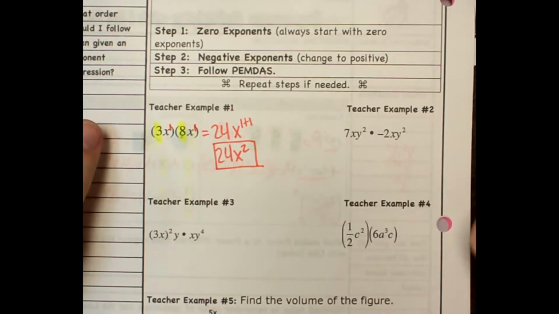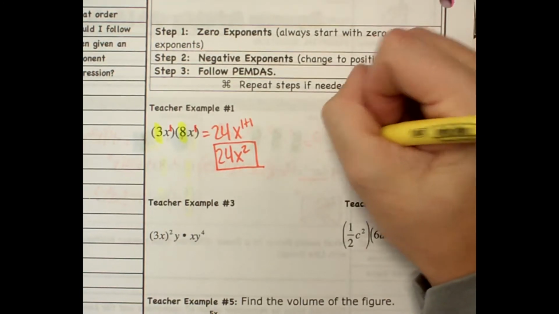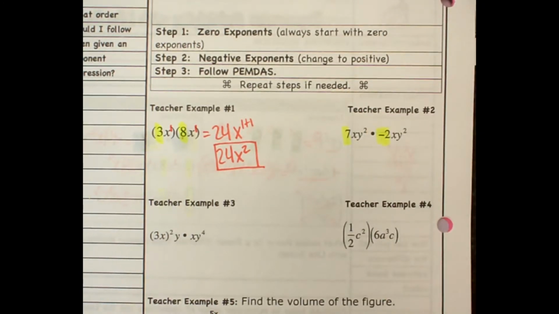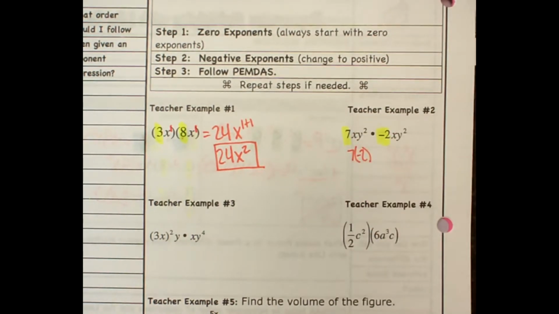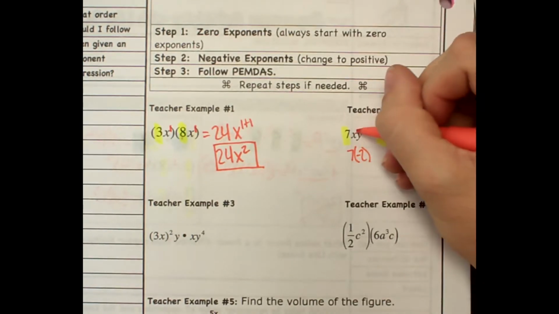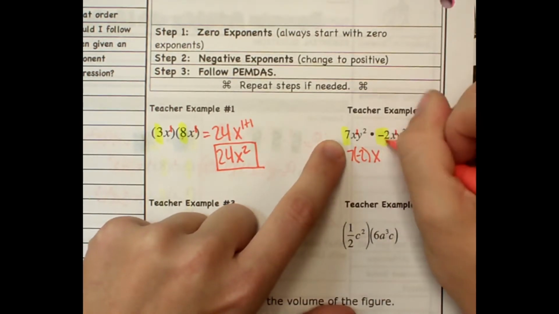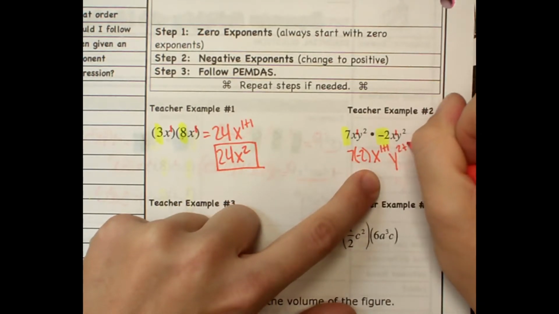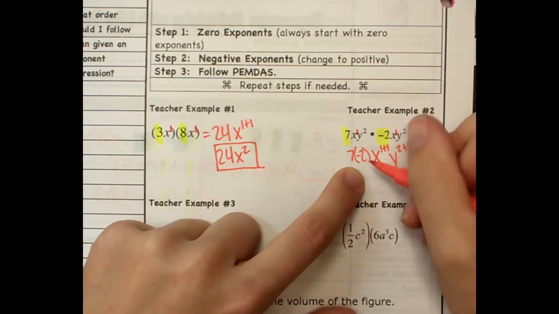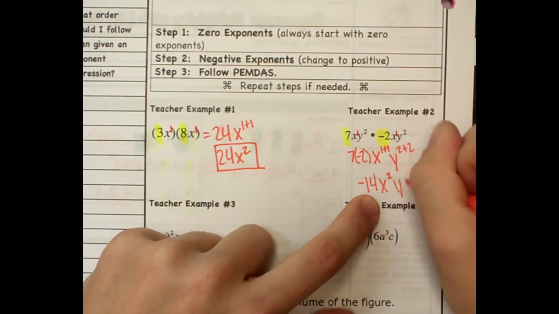Let's look at number 2. So are there any 0 exponents? No. Are there any negative exponents? No. So follow PEMDAS. Multiply your coefficients. So 7 times negative 2. I'll do it a couple extra steps. Make sure everything has an exponent. So we have x to the 1, x to the 1. Keep the base, and you add the exponent. So 1 plus 1. Keep your base y, and you add your exponents, 2 plus 2. So when we simplify, 7 times negative 2 is negative 14. We have x squared, and we have y to the 4th.